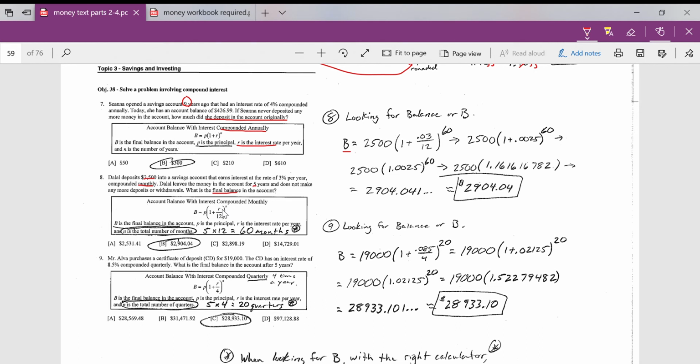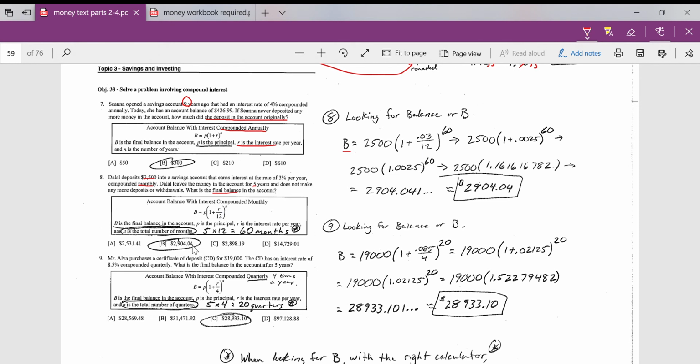The 12 — you don't need to know why this comes in here, but it comes from being compounded monthly. So they take normally what you would have as a year and divide it by 12. But again, that's part of this formula, so you don't have to figure out why it's there. They give you the formula.